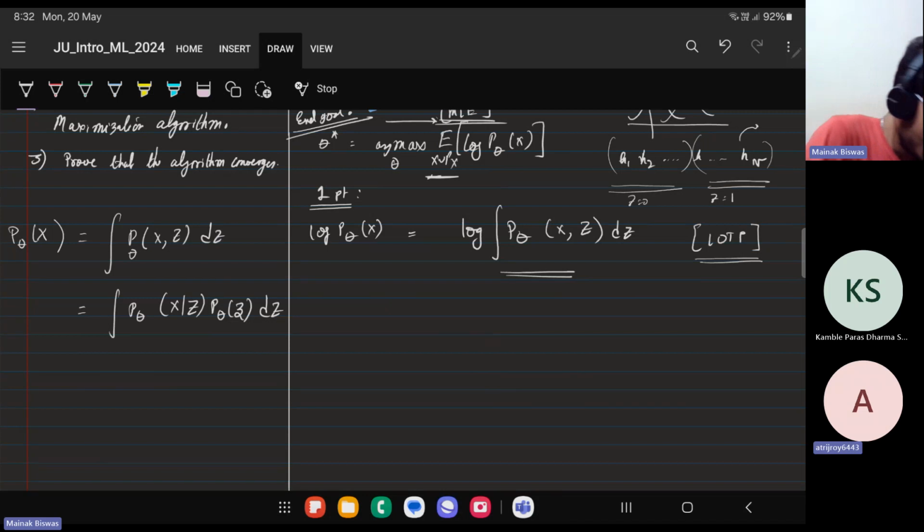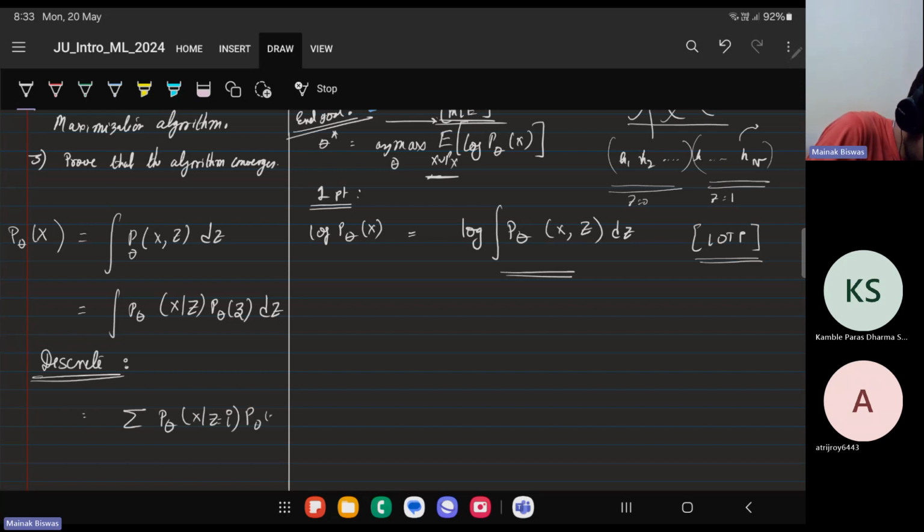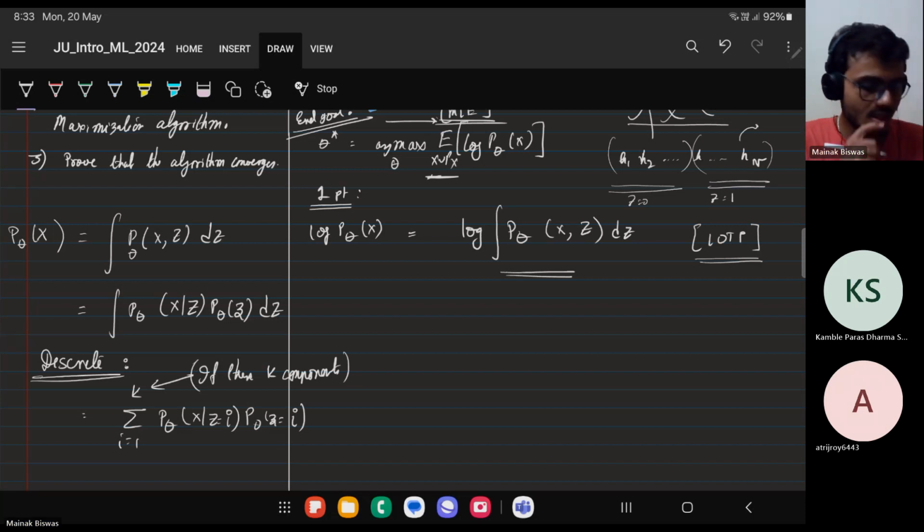Conditional probability. For the discrete case, this will be equal to the summation of p theta of x given z equal to i, times the probability p theta of z equal to i, for i equal to 1 to k. So if there are k components, that is what I want. Do you agree?